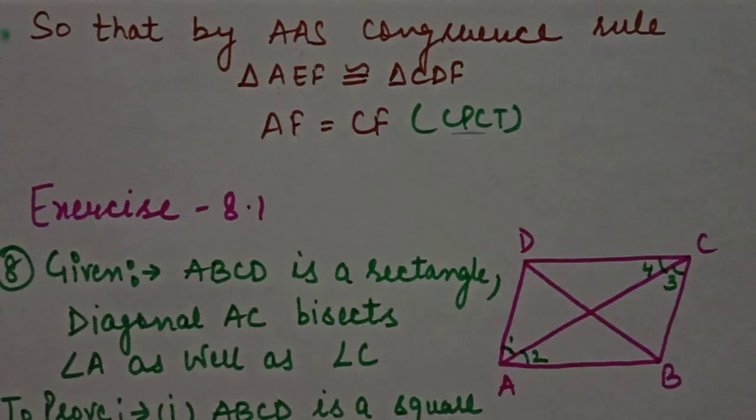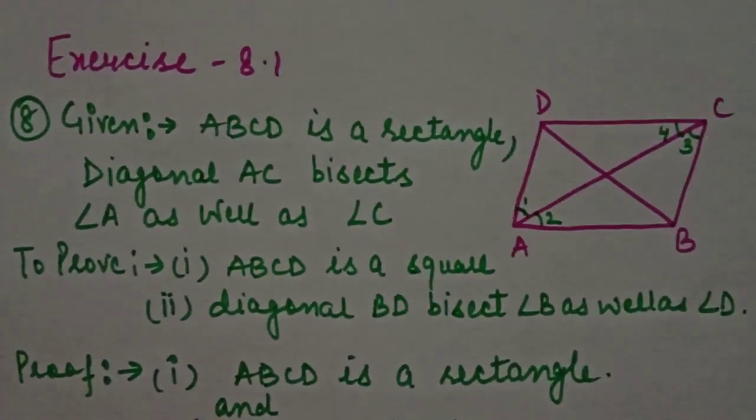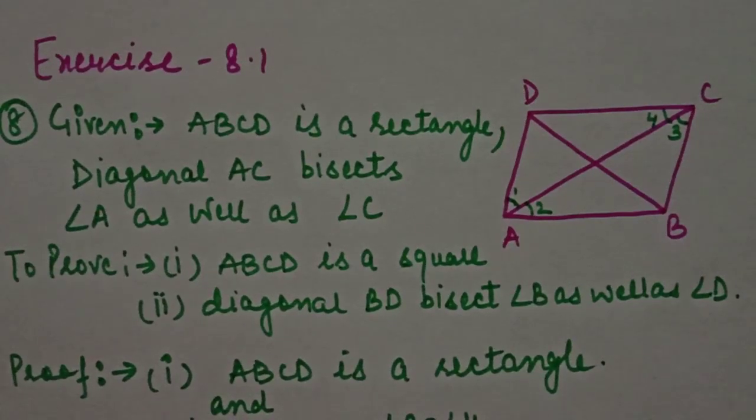Now we will proceed with the remaining questions of exercise 8.1. Questions 1 to 7 we have already discussed. Now question number 8. ABCD is a rectangle in which diagonal AC bisects angle A as well as angle C. Show that, first part, ABCD is a square. Second part, the diagonal BD bisects angle B as well as angle D.